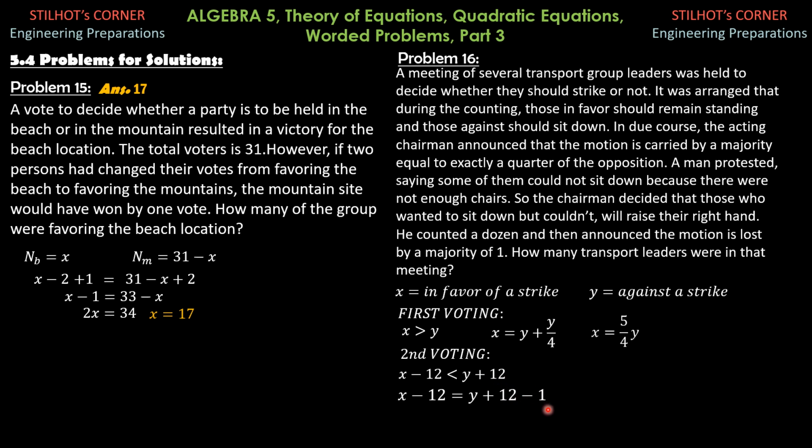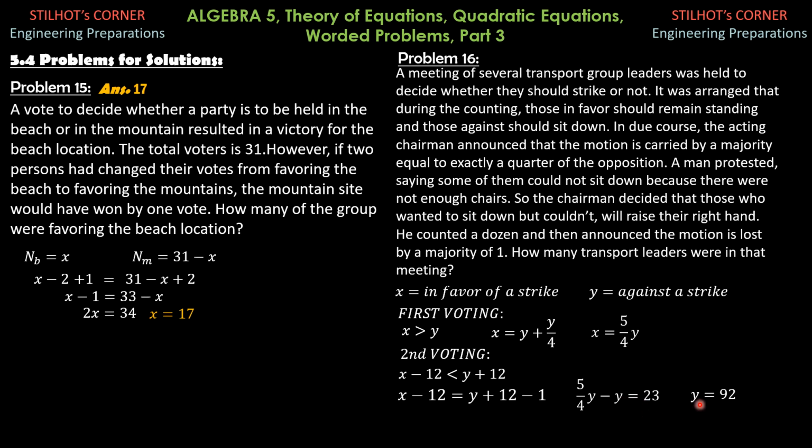So simplifying, because X is 5/4 of Y, we substitute 5/4 of Y here, then minus Y, then 12 plus 12, 24 minus 1 equals 23. So 5/4 of Y for X minus Y equals 23. So solving for Y, this is Y over 4 equals 23. So Y equals 92.